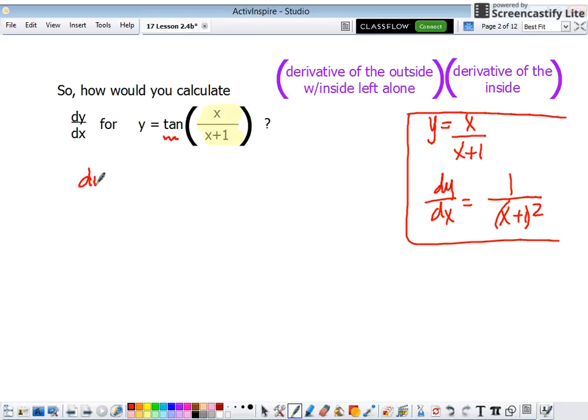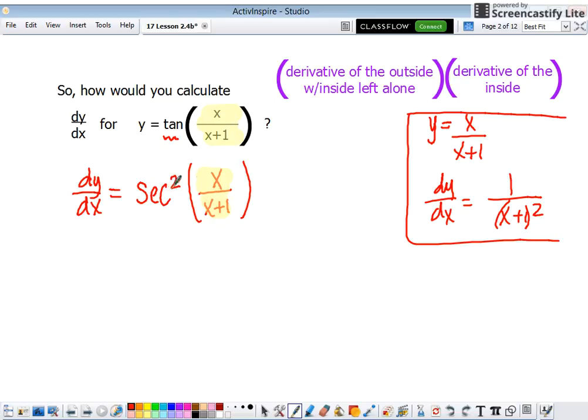So when we go to take the derivative of this, we're going to do the same thing we did in the last lesson. We're going to take the derivative of the outside with the inside left alone and then multiply by the derivative of the inside. So the outside function is the tangent. The derivative of the tangent is the secant squared. So there's the derivative of the outside with the inside left alone. So it'll be x over x plus 1. And remember that I told you the other day that the angle in the original problem has to be the angle throughout the problem, even if we take the derivative. So it's still x over x plus 1.